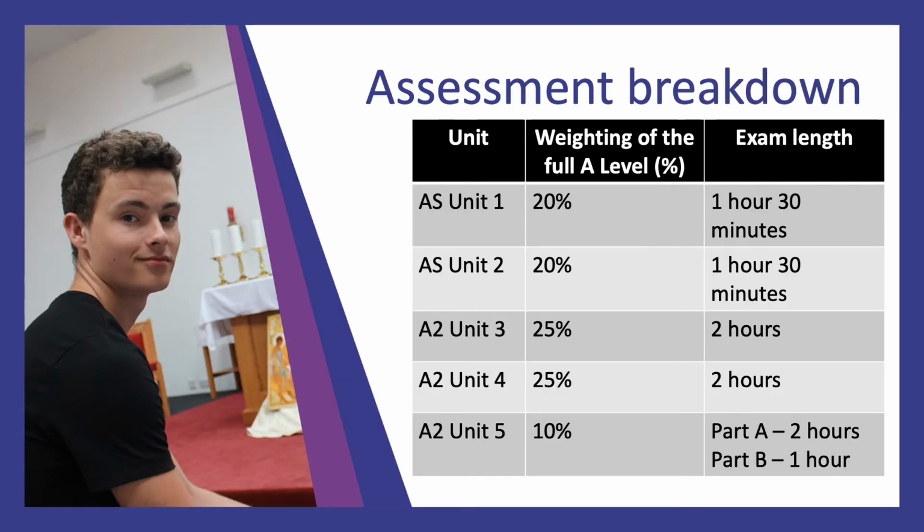A-Level Biology is assessed 100% by exams. The AS is worth 40% of the qualification and the A2 is worth 60%. You can see the breakdown on the screen.